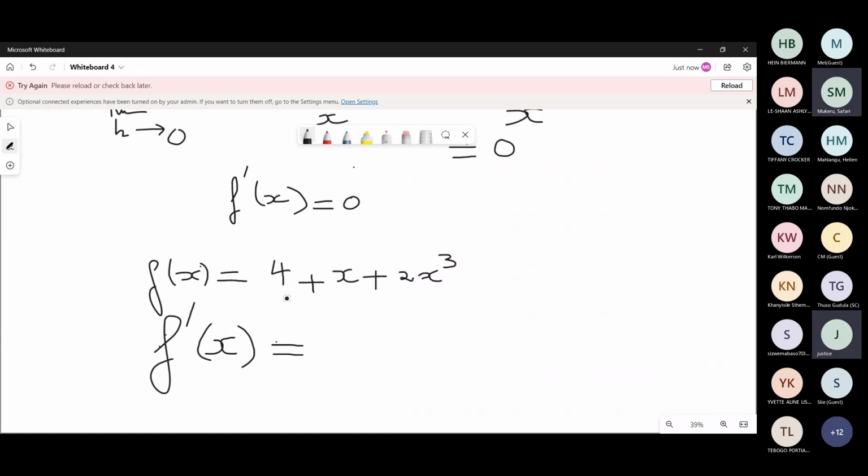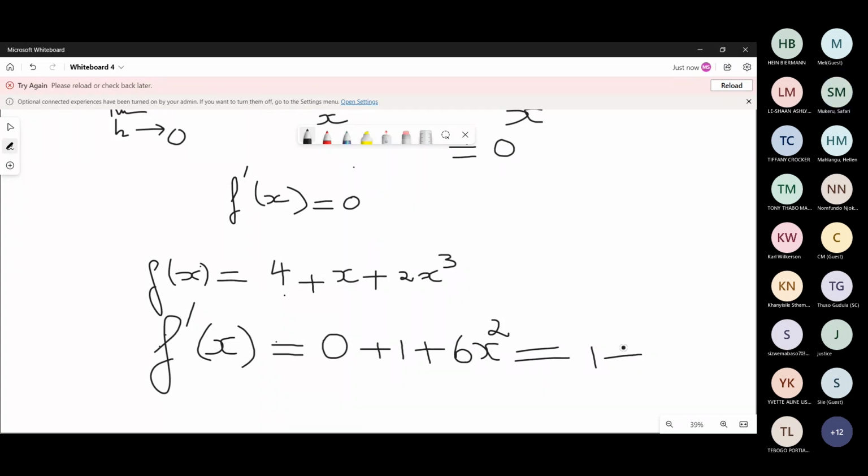I'm starting from right to left. Okay, I know it's true, but it's fine. What do we do with 4? 4 is a constant, right? The derivative of a constant is going to be 0. Plus, and this x, what is its derivative? It's going to be 1. Plus, now this one, 3 times 2 is 6, as you said, Mr. Justice, x power 2, right? So this is simply 1 plus 6x squared, right? See the function that we have.